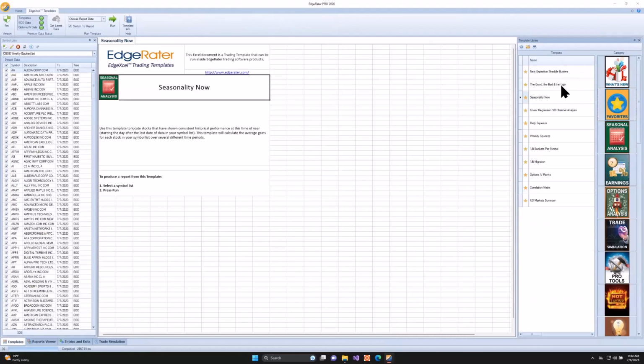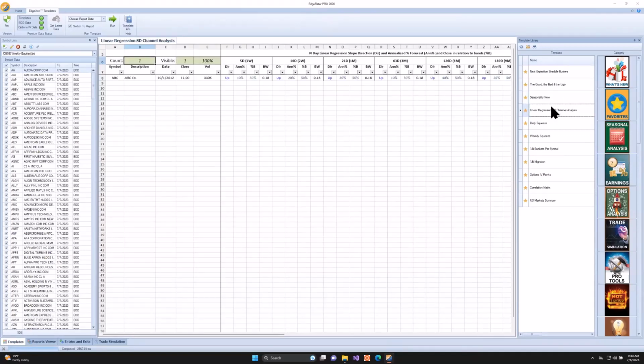What else do we have? So we've looked at good, bad, ugly. Well, straddle busters, good, bad, and ugly. We looked at seasonality. Another template that is really a hidden gem in the program is the linear regression standard deviation channel analysis. So I'll run this against my list of CBOE weeklies.